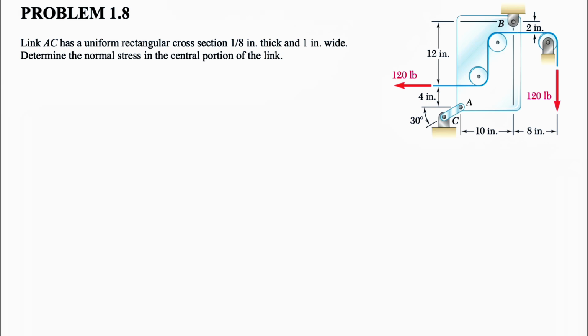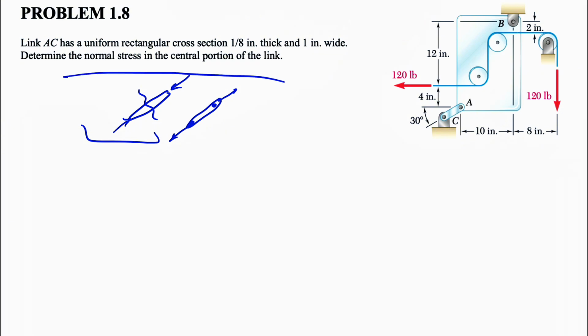So we discussed in the previous videos on the channel that when the link is in compression, the normal average stress would be in the central portion of the link, and when it's in tension, it will be where the pins are located, or the holes that the pins are located in. So let's see if we get the link AC in compression, and if that's the case, that's probably why the question is saying to determine the normal stress in the central portion of the link, but we'll see.